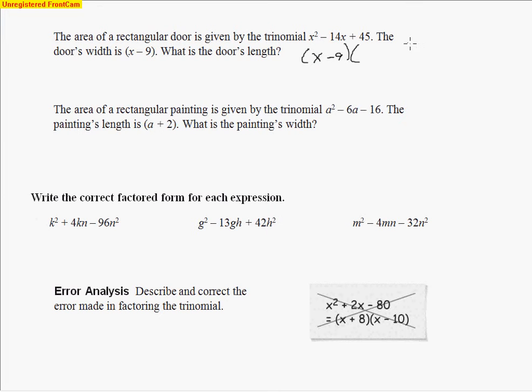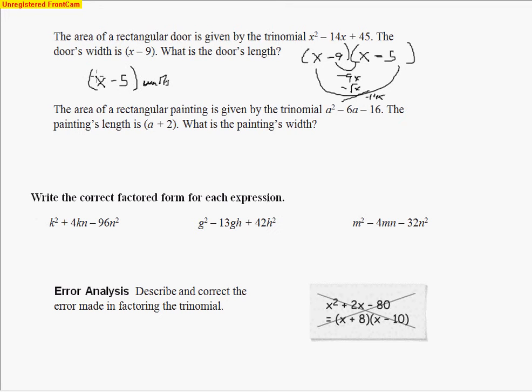Looking at the polynomial, since they're the same sign, because they multiply to make a positive, I know it has to be a negative. And 9 times 5 is the only pair that makes 45, so let's see if it works. 9x and 5x, those do add to make negative 14x, so that's it. So what is the door's length? We would say x minus 5 units is what I would end up saying there.